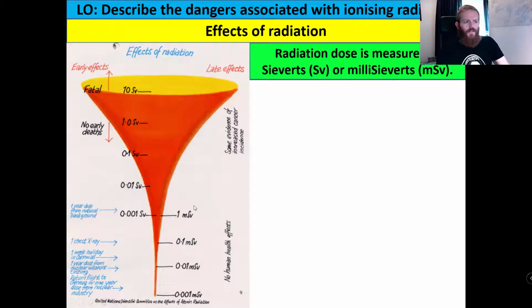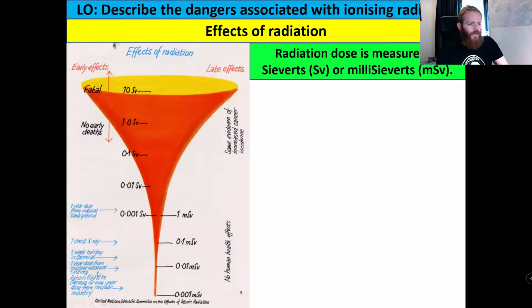Let's have a quick look at the effects of radiation, and I want to introduce you to the unit that we're going to be measuring this in. So radiation dose is measured in sieverts or millisieverts. This is how much radiation has actually been received. Okay, so let's have a quick look at some of these numbers. We're interested in these to start off with, and you can see that a return flight to Geneva or 1 year dose from the nuclear industry is equal to roughly 0.001 millisieverts, a minuscule amount.